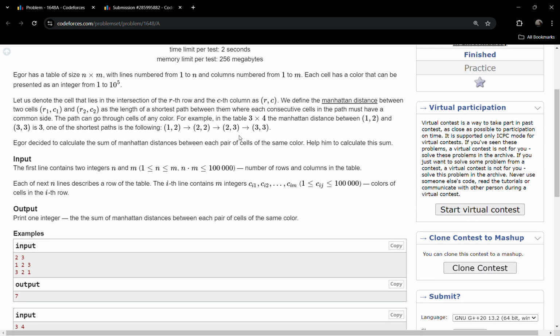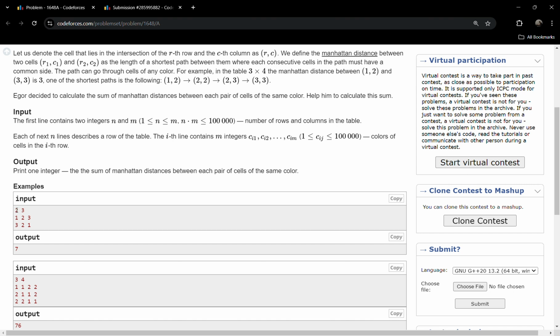So basically we have to calculate the sum of all the distances of the pairs where x1 comma y1 and x2 comma y2 have the same entry, and the Manhattan distance between those points will be mod of x1 minus x2 plus mod of y1 minus y2.